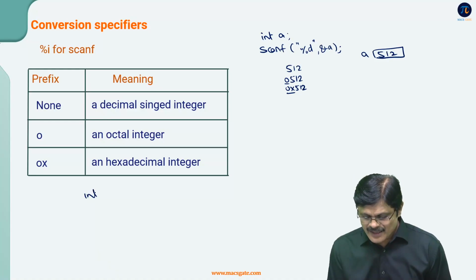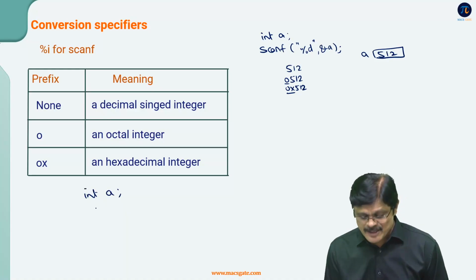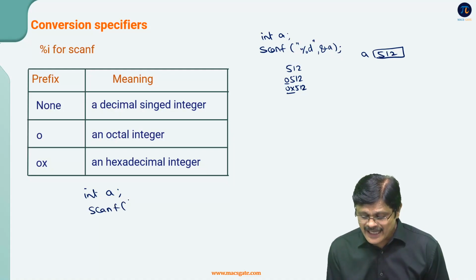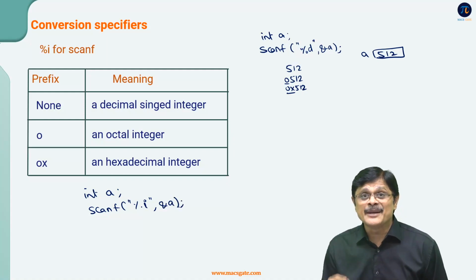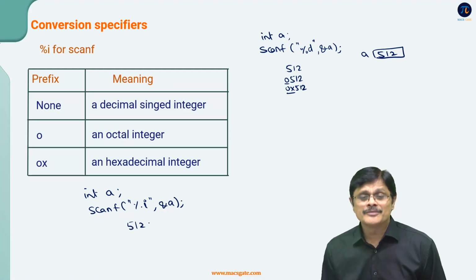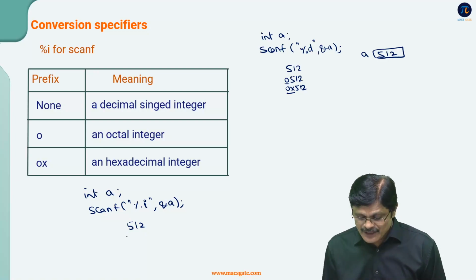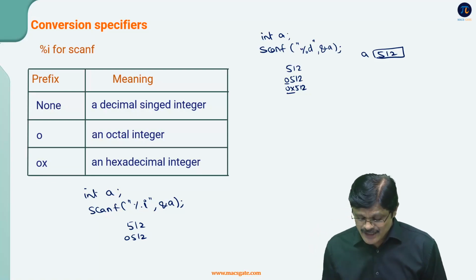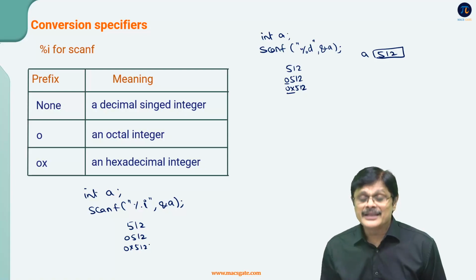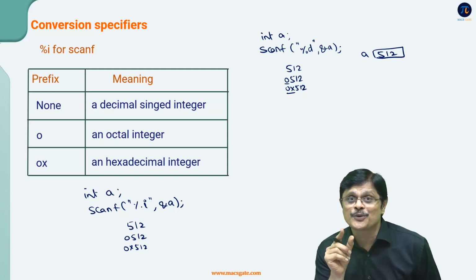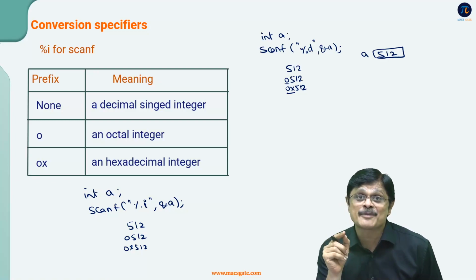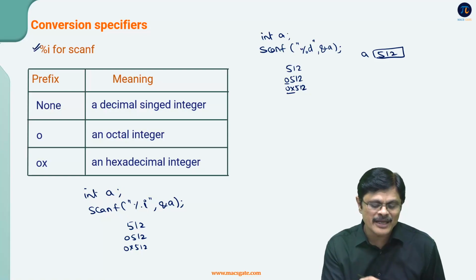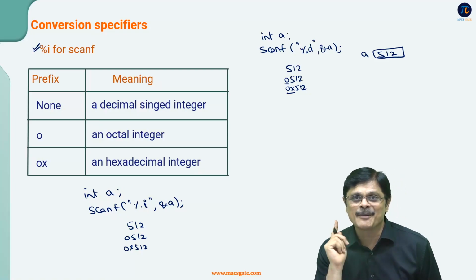But if you use the conversion specification %i with respect to scanf, depending on the input, if you input 512, the decimal 512 will be stored. If you input 0512, that octal number value will be stored. If you input 0x512, the hexadecimal value will be stored. That is the difference between %d and %i with respect to scanf. So it has a special meaning with respect to scanf. Remember that.